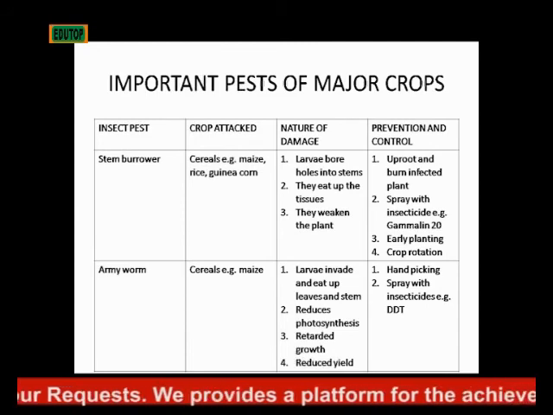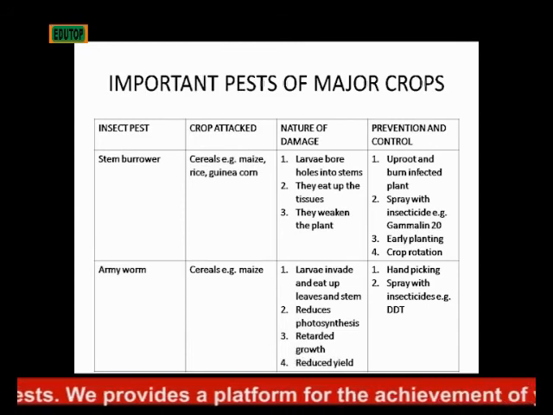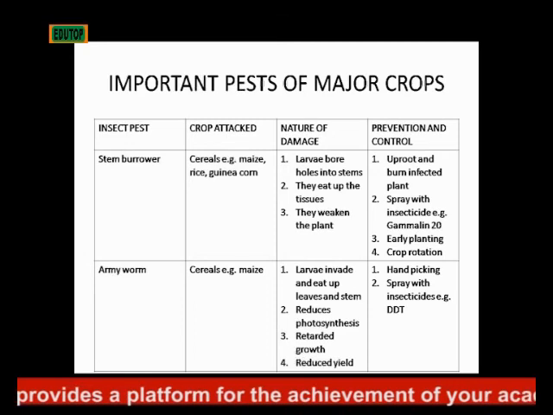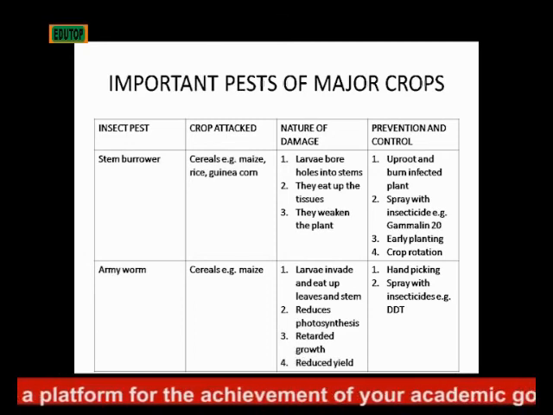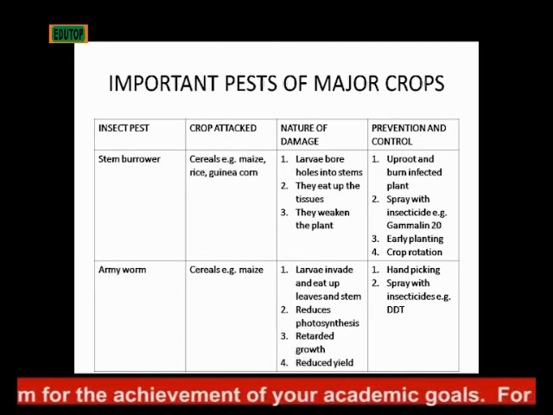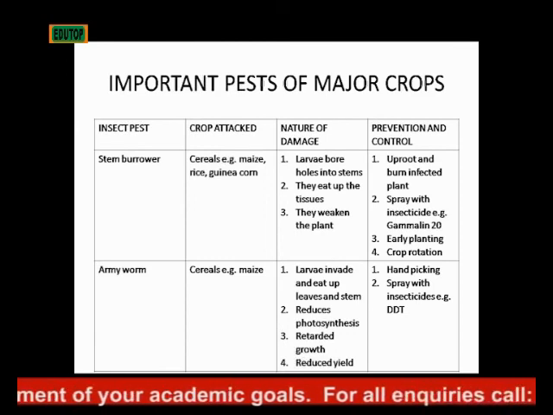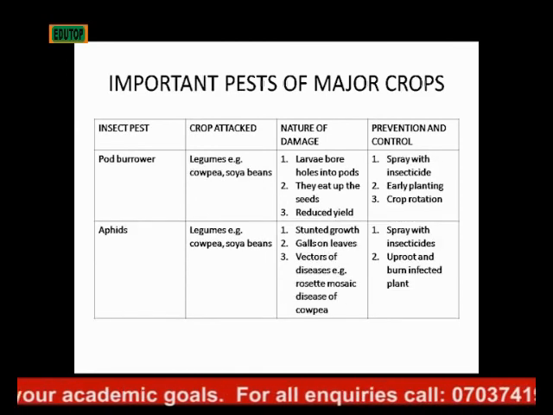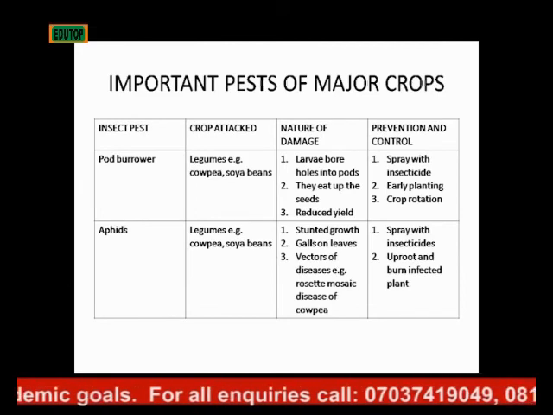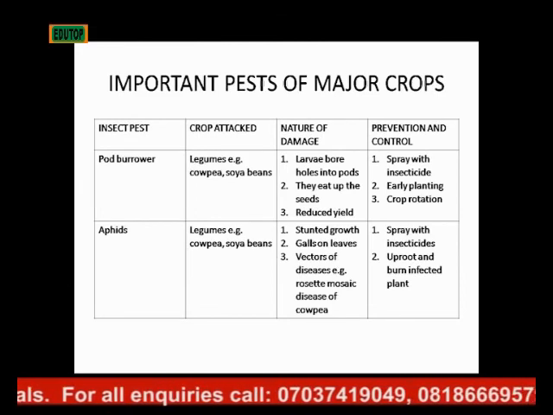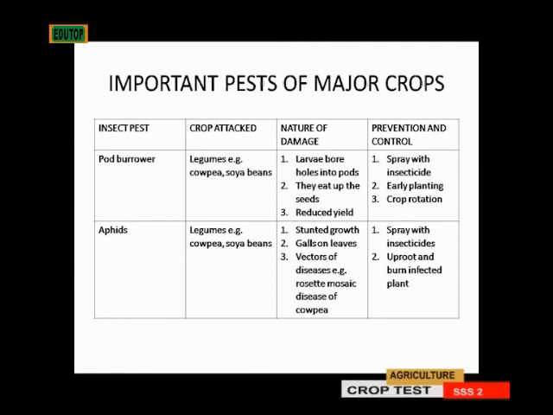How do we prevent and control armyworm? Pick it, then you can spray with insecticide such as DDT. Then pod borer. Pod borers attack legumes, e.g. cowpea, soybeans. The nature of damage is that the larvae bore holes into the pod of soybean or cowpea. They eat up the seed and they also reduce the yield.